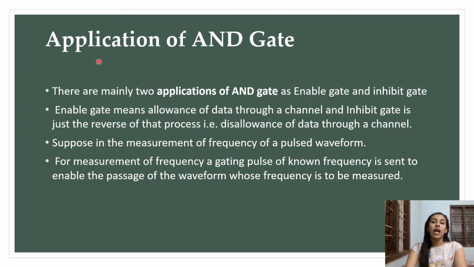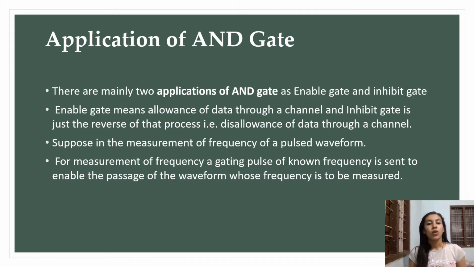The next one is the application of the AND gate. There are mainly two applications of the AND gate. The first one is the enable gate and the second one is the inhibit gate. Enable gate means allowance of data through the channel, and inhibit gate is the opposite of that. We just reverse the process, that is, disallowance of data through the channel.